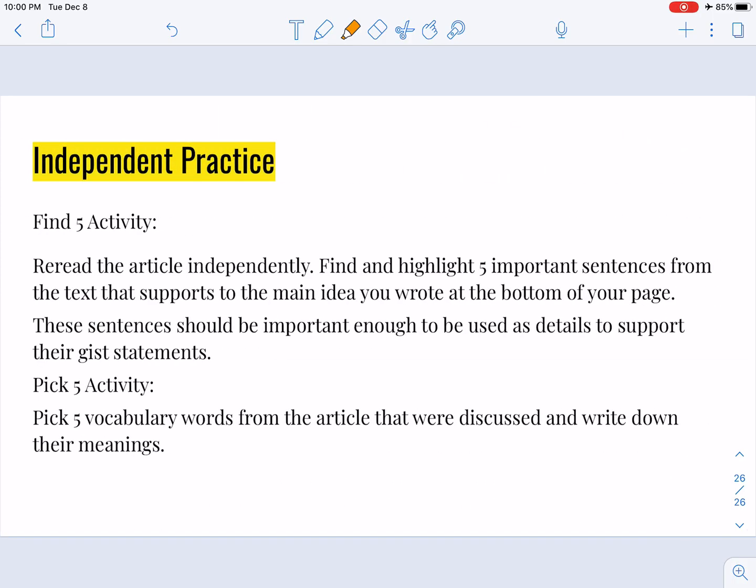Okay, the second part of your assignment on Canvas is to do 2 activities. Your first activity, you are going to find and highlight 5 important sentences from the text that support the main idea you wrote at the bottom of your page. So first, you're going to write your gist from the end. Then you're going to find and highlight those 5 important sentences that support the main idea that you wrote.